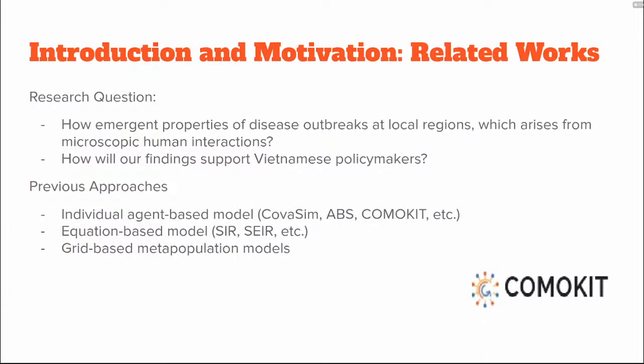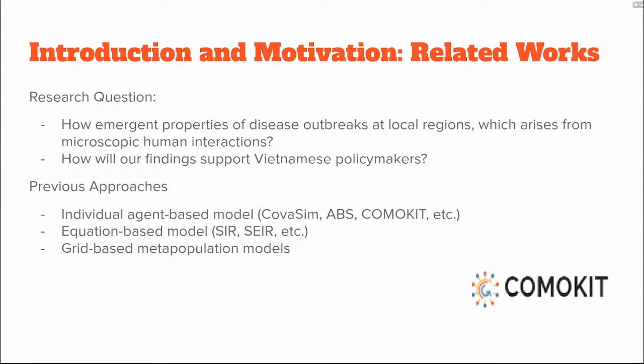Back in March, the COVID situation in Vietnam was getting a little bit easier. The cases are going down. There are almost no cases. So policy makers in Vietnam believe that we need to find some way to better understand the situation and equip for future outbreaks.